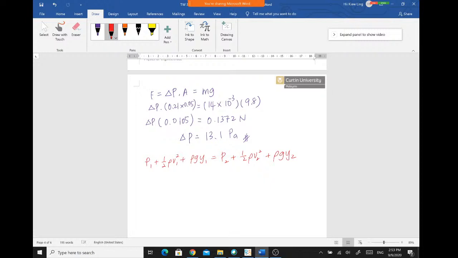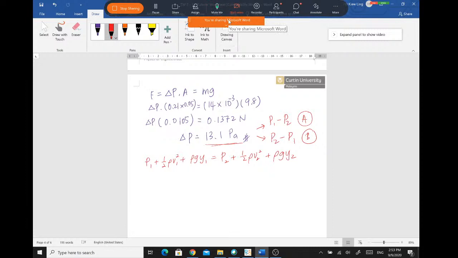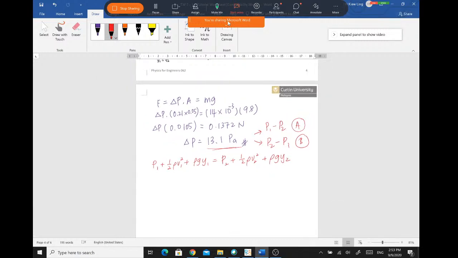which one do you think will give you 13.1? Should it be P1 minus P2 or P2 minus P1? A or B? Do you need time to think? I give you 10 seconds. B. B.